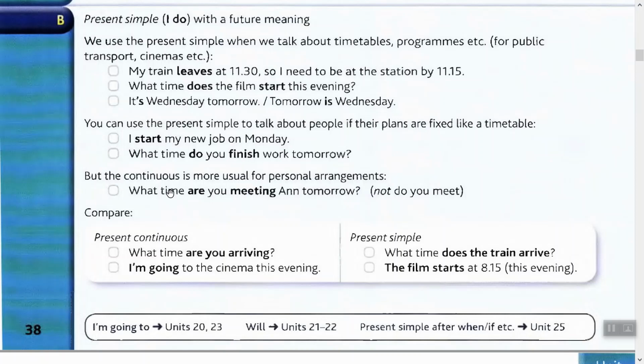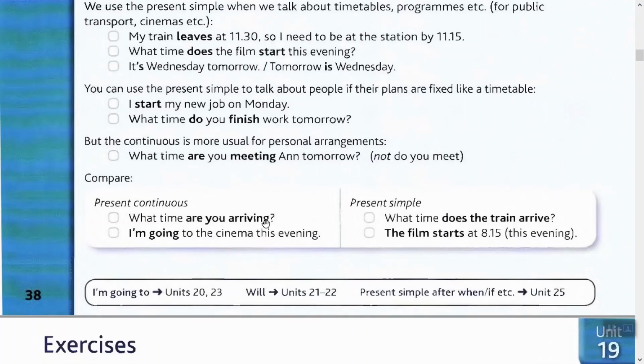But the continuous is more usual for personal arrangements. What time are you meeting? Personal arrangement, we use present continuous. What time are you meeting tomorrow? Not, do you meet. You see, here we have these two differences. What time are you arriving? What time does the train arrive? You see here, you is people.